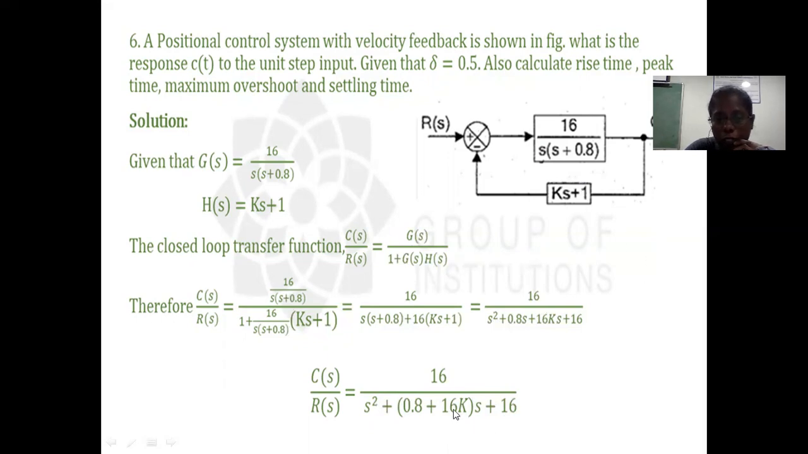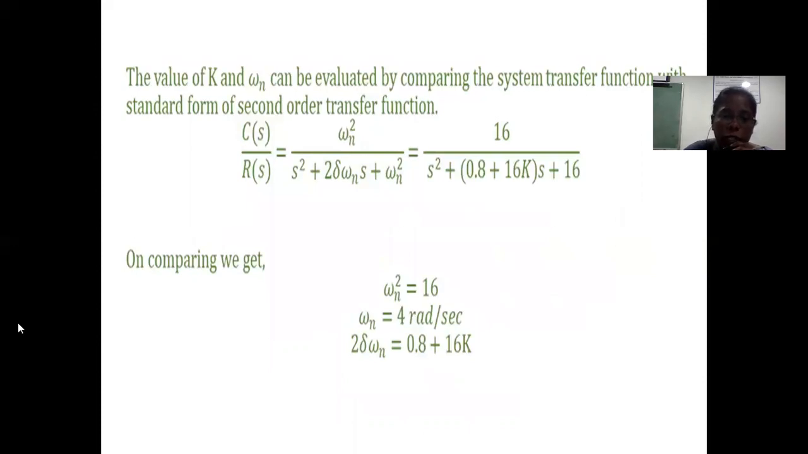Now, our aim is to find this K value. So the first step is to get the K value. For that, we are going to compare this transfer function with the generalized second order system transfer function, which we derived already. The generalized second order transfer function is omega n square by S square plus 2 eta omega n S plus omega n square. Comparing with the transfer function we got for this problem, we can see that omega n square is equal to 16. To get omega n, just take the square root. Therefore, omega n becomes 4.